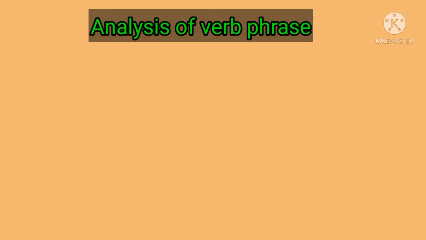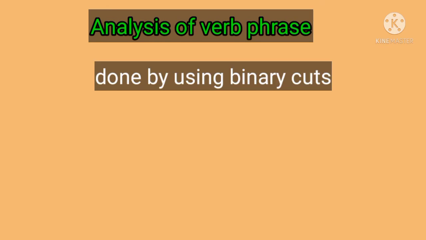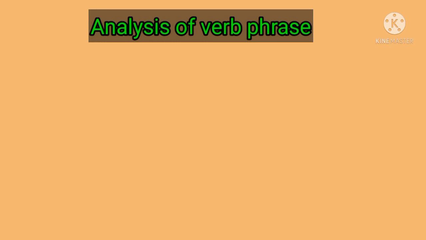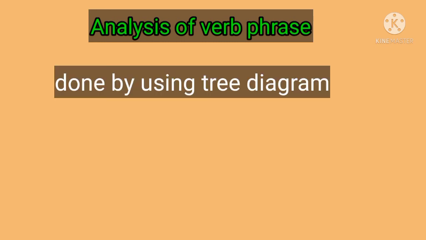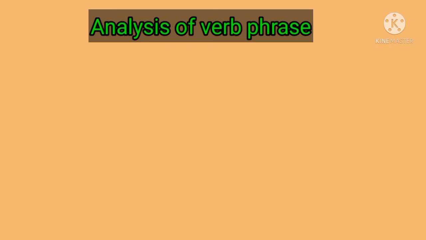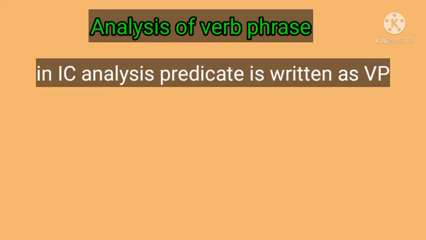Analysis of a verb phrase. Analysis of a verb phrase is done by using binary cuts. Generally, main verbs and auxiliary verbs are separated. Each of these parts are then analyzed to the level of last grammatical function of the word. Verb phrase is written as VP in the analysis. Analysis of a verb phrase is generally done by using the tree diagram. In the immediate constituent analysis of a sentence, the whole of the predicative part is regarded as verb phrase.